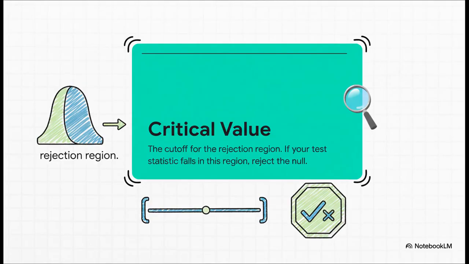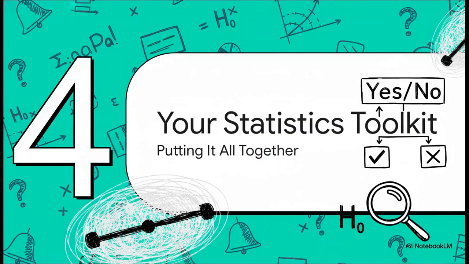Now, you might see one other term floating around, the critical value. Don't let it throw you off. It's just another way of thinking about your alpha level. Instead of a probability, the critical value is the actual point on the graph that marks the boundary. If your test result falls past that line into what's called the rejection region, you do the exact same thing. You reject the null.